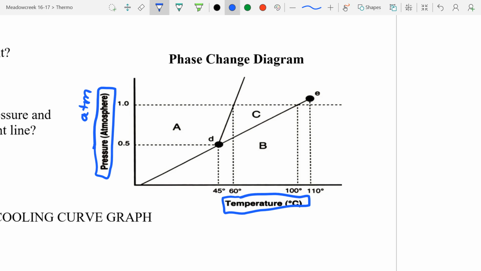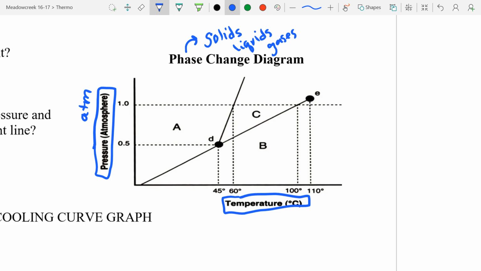Now, a phase, remember, is a phase of matter. So we have solids, liquids, and gases. Now, if you don't remember the different phase changes that can occur, you're going to be able to see them in this graph.